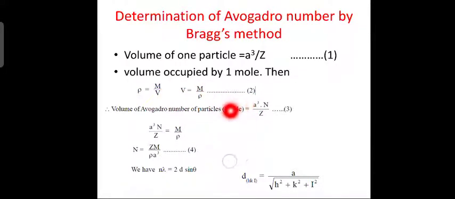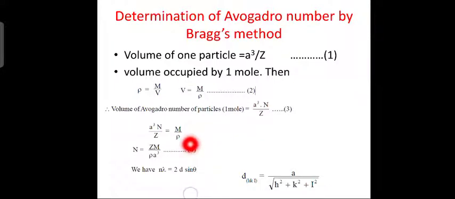Let this be equation 2. Volume of Avogadro number of particles in 1 mole is equal to a cube into n divided by z. So Avogadro number is n, therefore you have to multiply by n divided by z. Then from equation 1 and 2, what is equation 1? That is a cube by z. Equation 2, equation 3 is this. So from equations 3 and 2 we get a cube into n divided by z is equal to m by rho, or n is equal to z into m divided by rho into a cube.